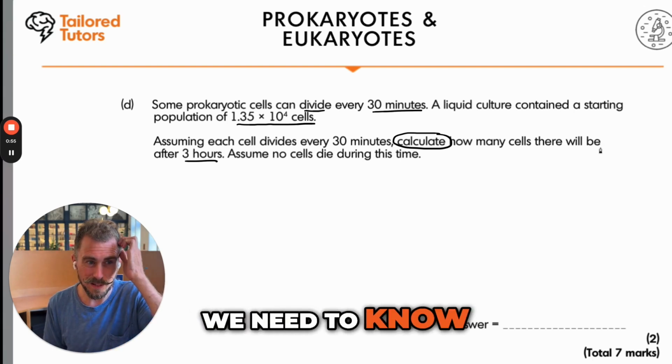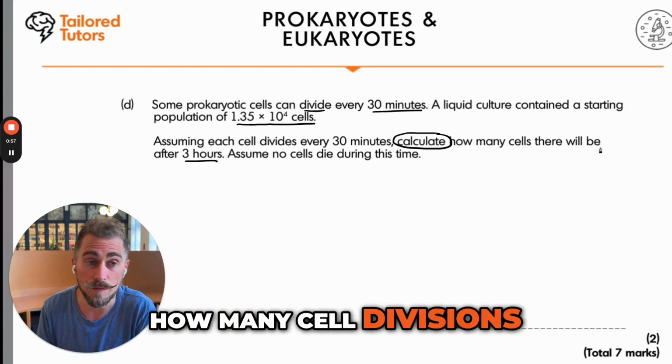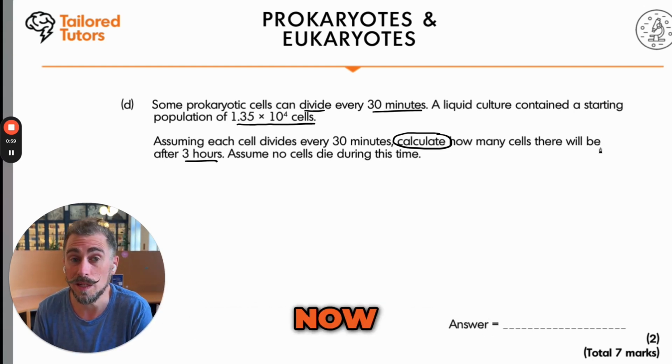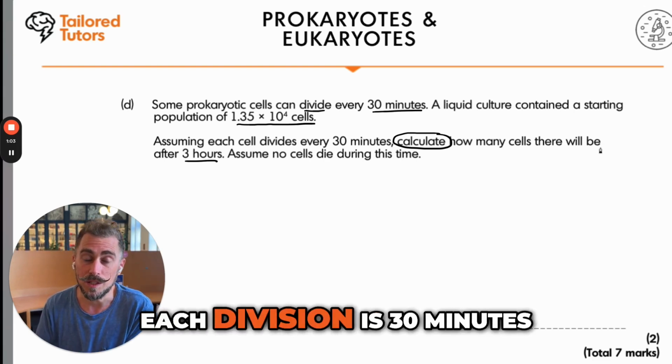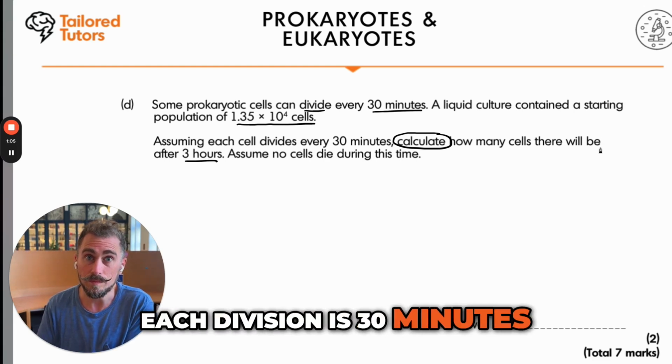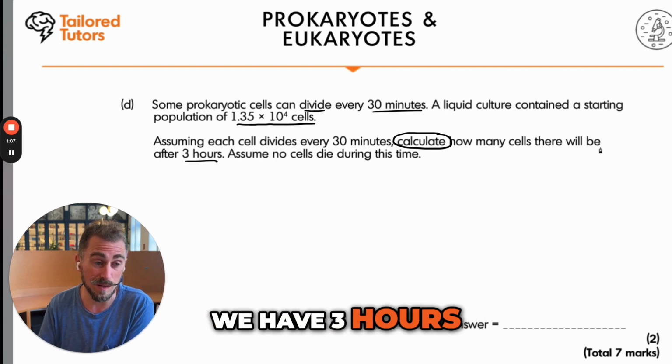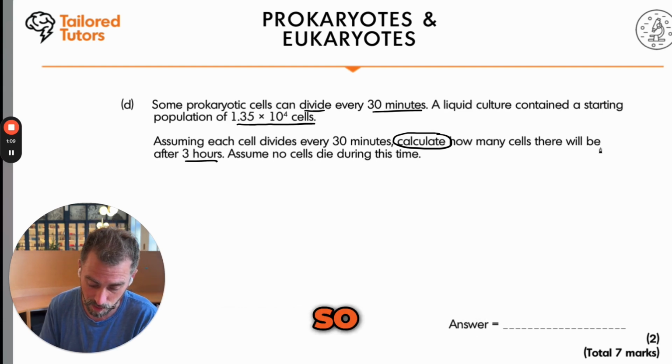Okay, well, we need to know a few things here. How many cell divisions are taking place in 3 hours? Now, you might instantly look at that and say, well, there's 6 divisions. Each division is 30 minutes, there's 2 per hour, we have 3 hours. That's 6 divisions.